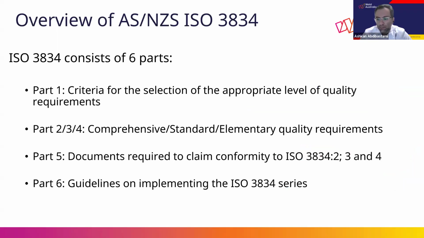The standard consists of 6 parts. Part 1 helps select the appropriate quality level. Parts 2, 3, and 4 outline the comprehensive, standard, and elementary requirements, respectively. Part 5 covers the documents needed for conformity to each part. Part 6 provides guidance on implementing all these requirements.